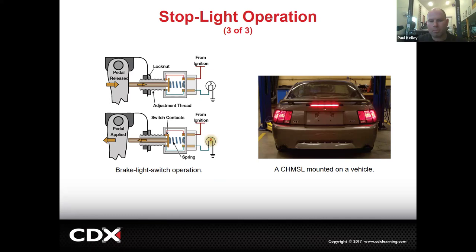Pretty simple. If you want to know if the brake light switch is working, you're going to have voltage coming into the brake light switch. If your pedal's applied, you should have voltage coming out. If your pedal's released, you should not have voltage coming out. If the voltage is coming out all the time, double check your adjustment. If your adjustment is good, then the switch is stuck closed.